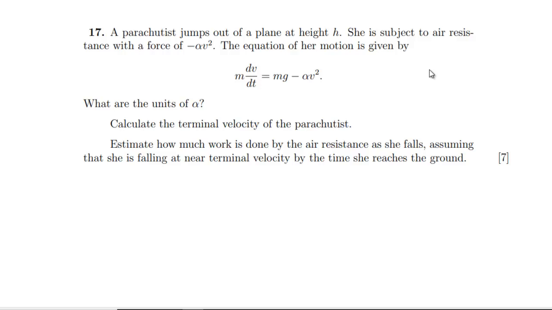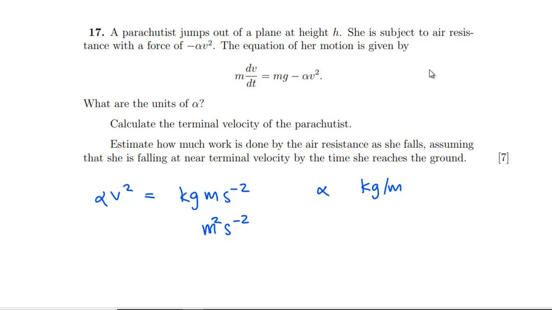Right, so these are all forces. So for alpha v squared, the units of that have got to be kilograms meters per second squared. We've got meters squared per second squared, so we're going to have kilograms per meter. So alpha is in kilograms per meter, just to get the units to add up.